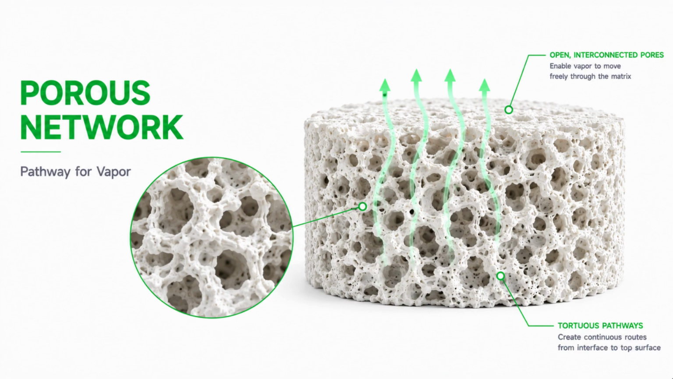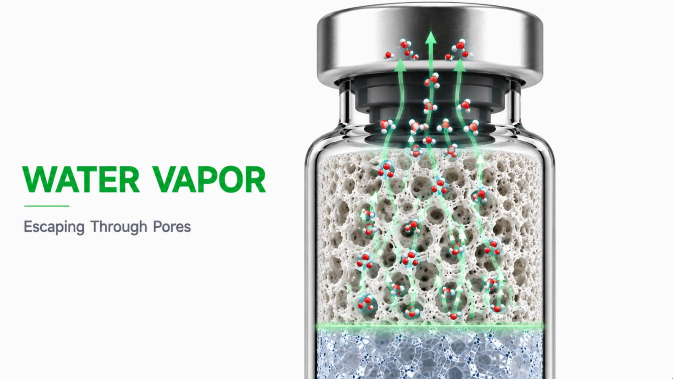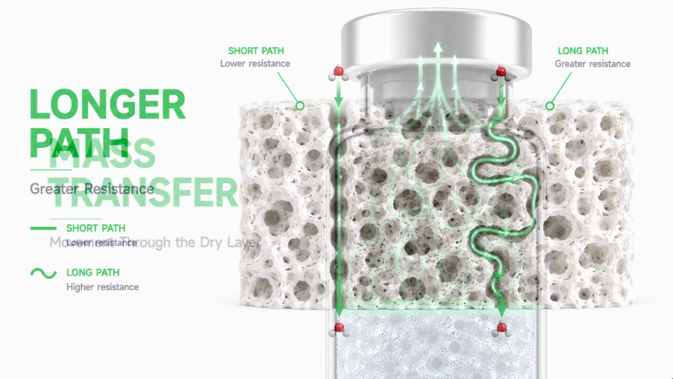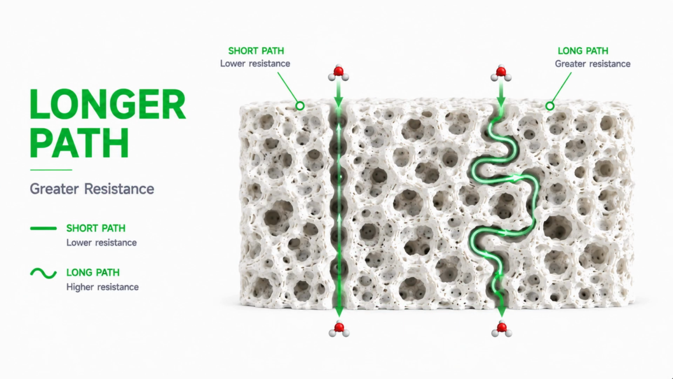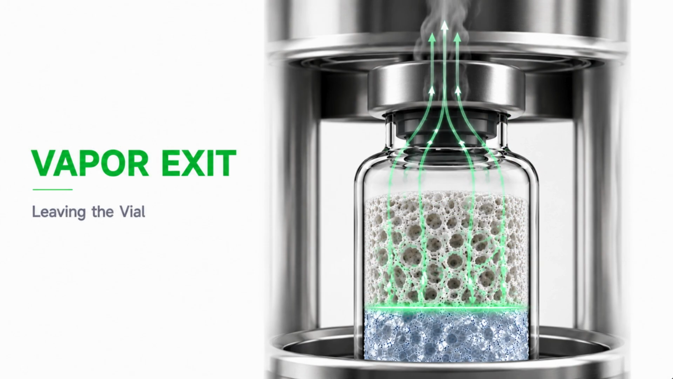Once the ice has sublimed, the resulting water vapor must travel through the porous dry layer before leaving the vial. This movement of water vapor through the pore network is known as mass transfer. As primary drying progresses, the dry layer becomes thicker, increasing the distance the vapor must travel. The longer and more tortuous this pathway becomes, the greater the product resistance to vapor flow. Only after passing through the porous structure does the water vapor finally leave the vial and enter the freeze dryer chamber.